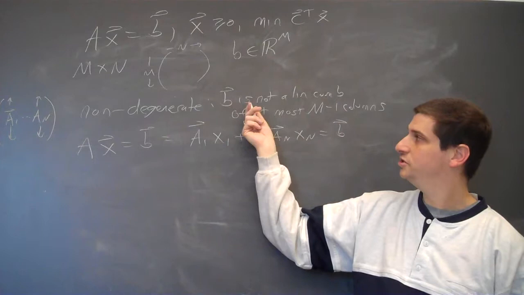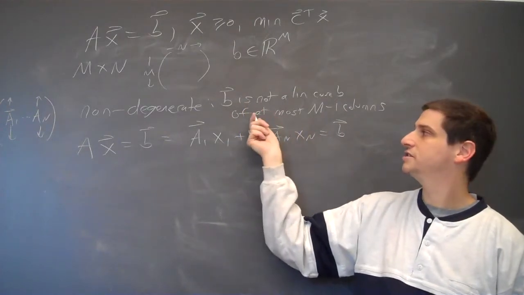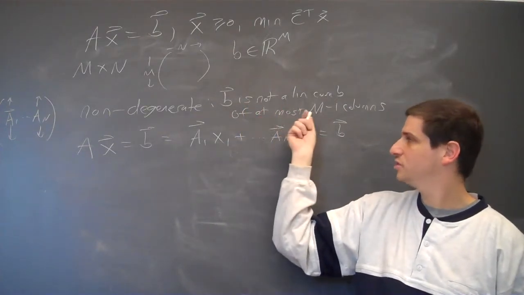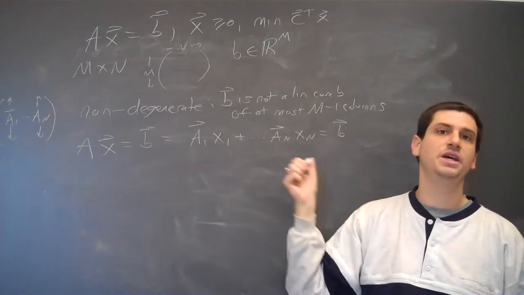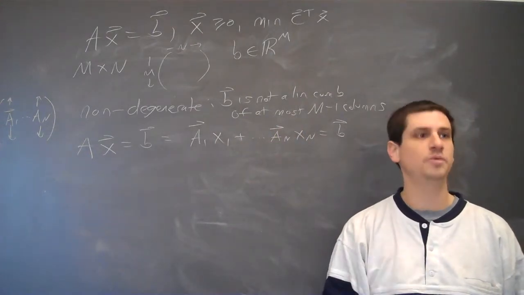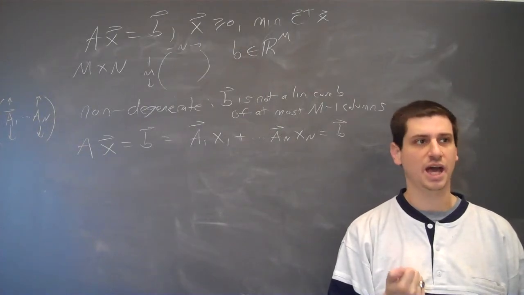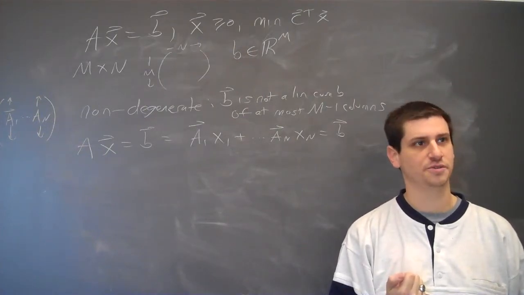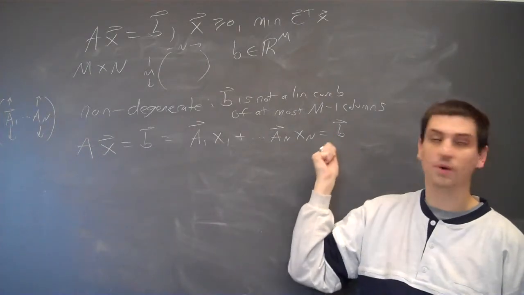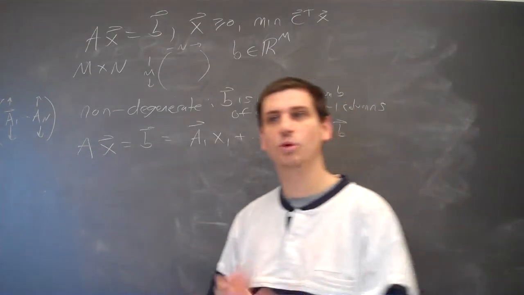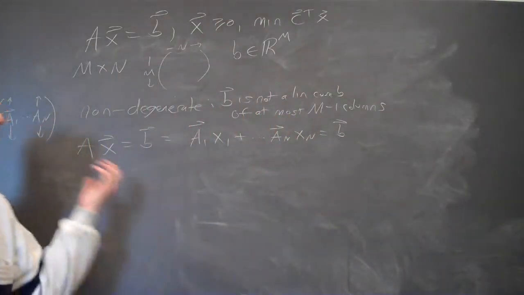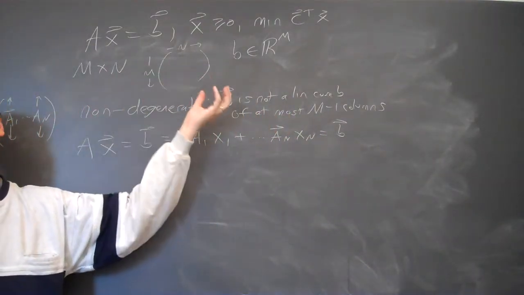If I tell you it's non-degenerate, if B is not a linear combination of at most m minus 1 columns, then B is a linear combination of either m or m plus 1 or m plus 2 or m plus 3 columns. Do I need m plus 1 columns? No, B has m components. I'm not going to need more than m plus 1. So the dimension of the column space is at most m plus 1.